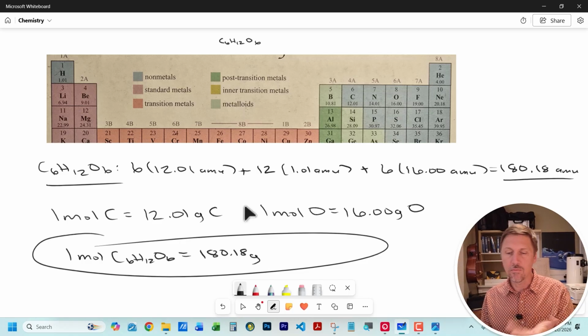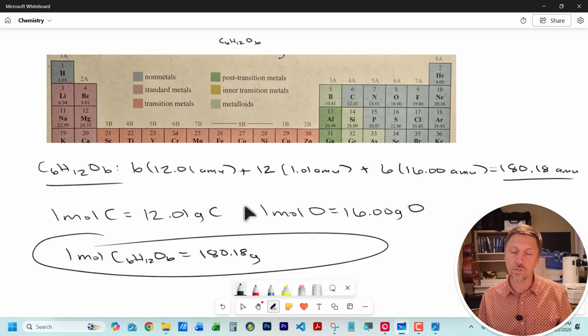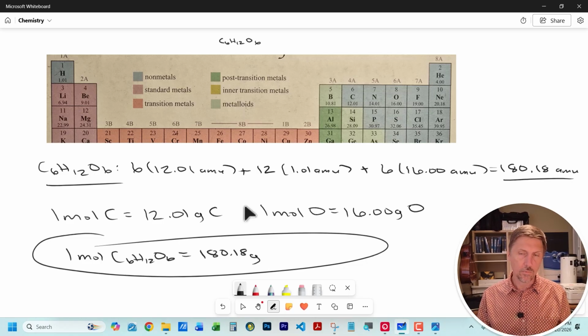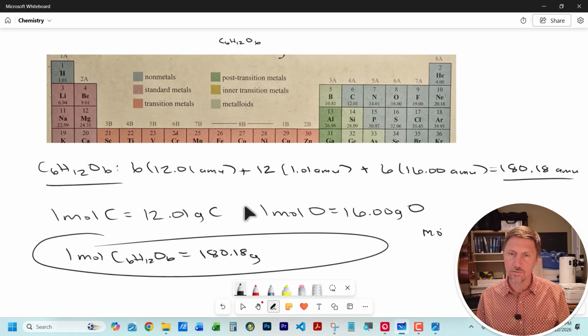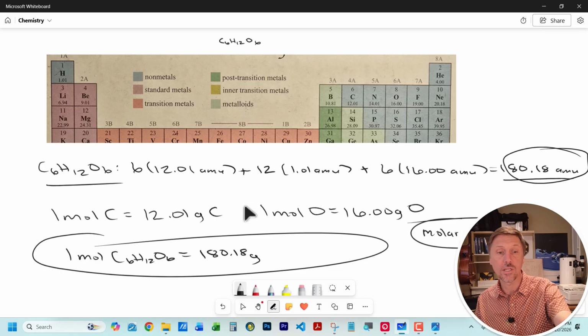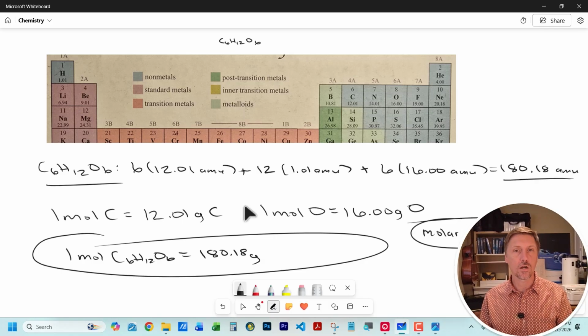The best way to get familiar and comfortable with this is to just do more problems. So let's do a couple of other examples, example 7.2 and 7.3. I want to run through those before we cut off this video. But first I want to introduce a term, and that term is molar mass. When we talk about the atomic mass of a molecule or an atom, we're talking about the value in AMU of a single molecule or atom. But when we're talking about the molar mass, we're talking about the mass in grams of 1 mole of that molecule or atom. So the molar mass and the atomic mass are closely related.